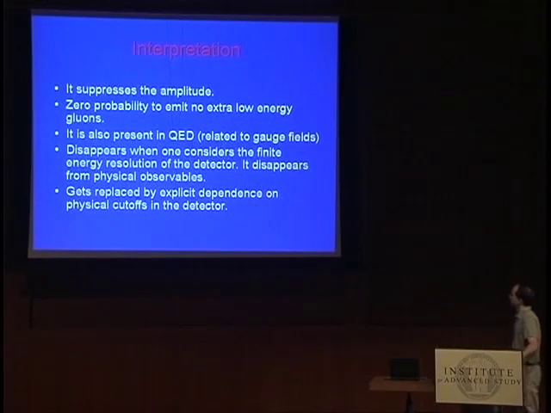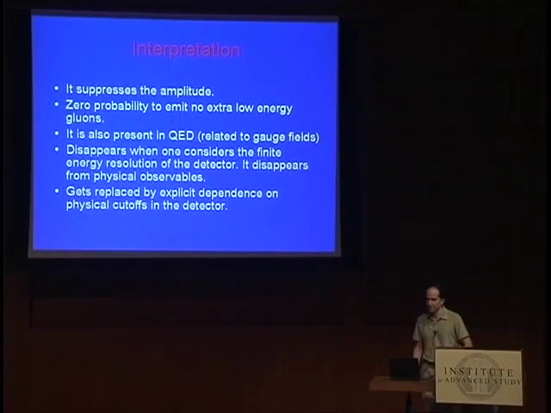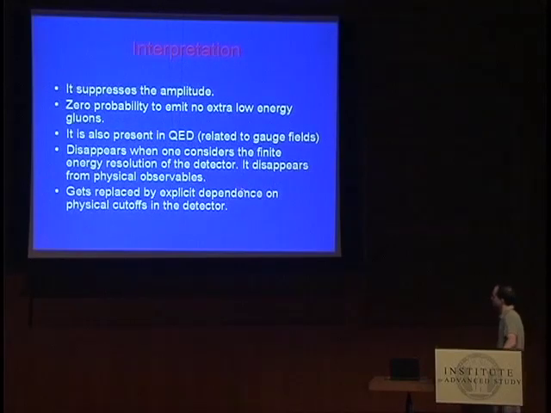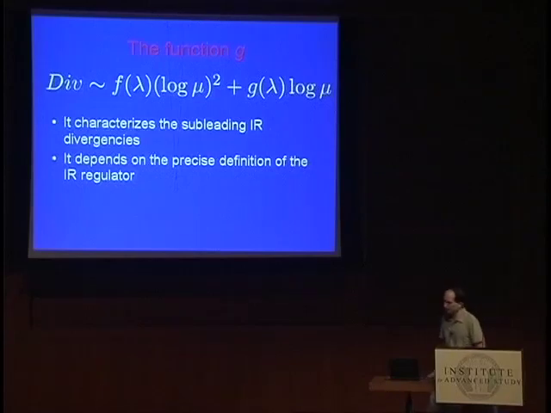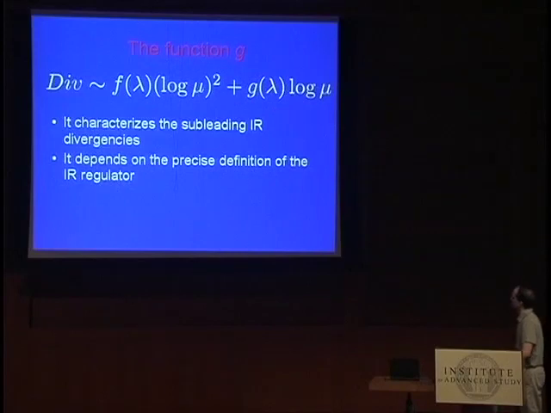And these divergences disappear when one considers the finite energy resolution of the detector, where you don't detect very low energy gluons, and you also don't resolve multiple collinear gluons in the final state. Once you consider these two things, these divergences will disappear, but they will get replaced by explicit dependence on various cutoffs one puts in the detector. So these are important quantities to understand. Now, the divergence, besides having a double log, also has a single log that is characterized by a second function g.